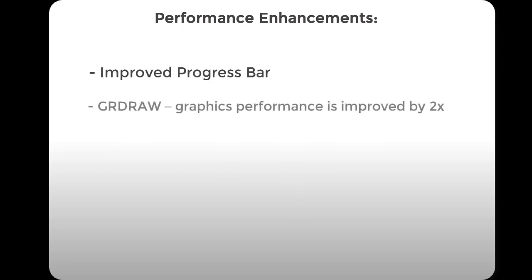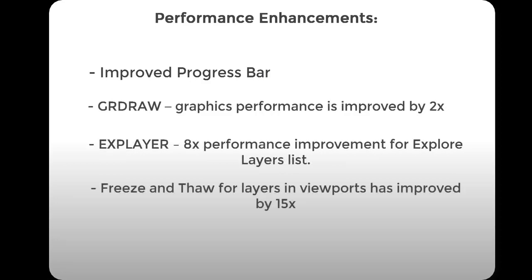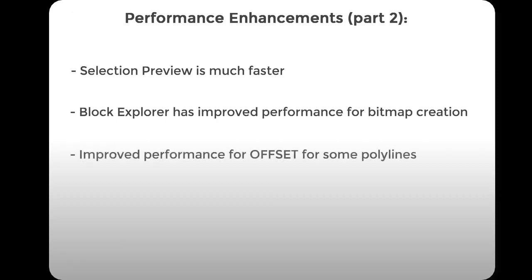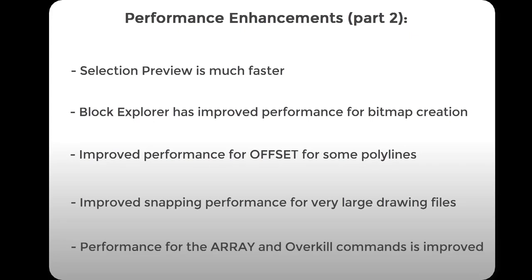Let's move to the performance enhancements. The first one is a new progress bar. GRDraw graphics performance is improved. 8x performance improvement for Explorer layers list. Freeze and thaw for layers in viewports has improved by 15x. Selection preview is much faster now. Block Explorer has improved performance for bitmap creation. Performance for offset for some polylines. Snapping performance for very large drawing files, as well as performance for the array and overkill commands is improved too.